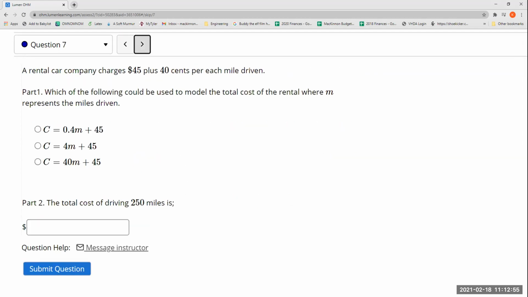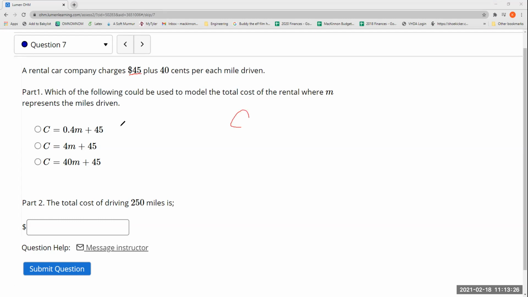Let's take a look at problem number 7. Now, I understand that this one's multiple choice, but let's just wrap our heads around what exactly it is that we're doing here. Let me make sure, am I looking at the right thing? Yeah, okay, great. For this guy, let's think about what's happened. So the rental car company charges $45 first.